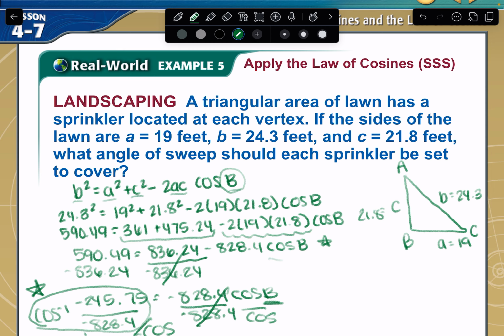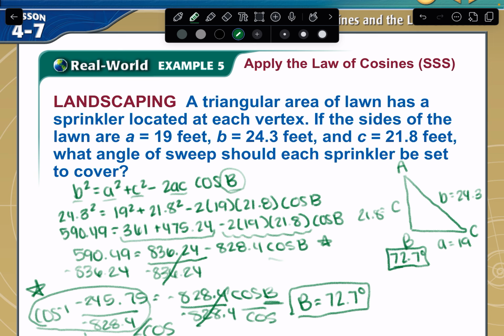So you're going to hit second, and then cosine, above the cosine is that cosine -1, and then type in your negative 245.75 divided by negative 828.4. Whenever you do that, you will get the angle measure of B is equal to 72.7. So, so far, I did all of that work to just find this one angle measure.